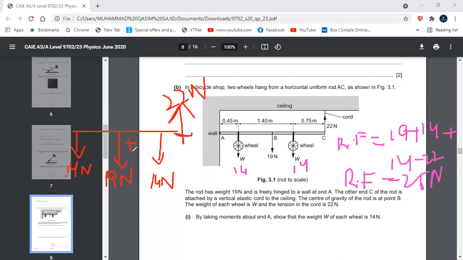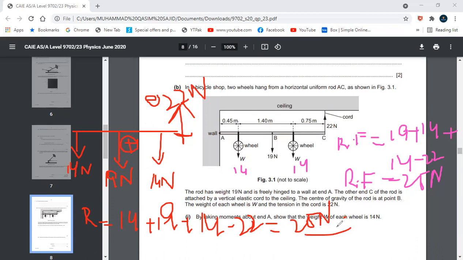So vertically downward we take as positive due to the force of gravity, and negative for the reverse of it. So the resultant force is positive 14, positive 19, positive 14, and negative 22. So the answer of this is 25 Newton. Is this clear? Now it's clear or not?